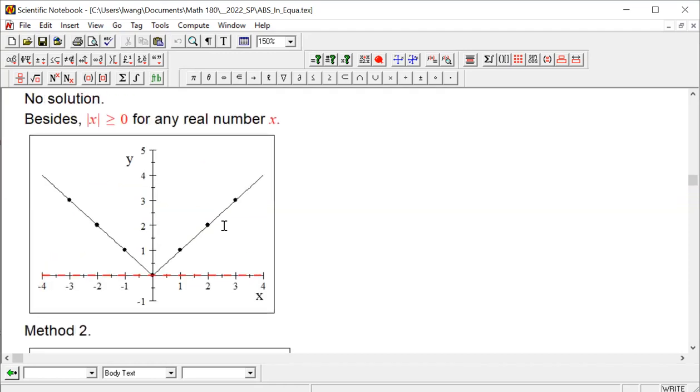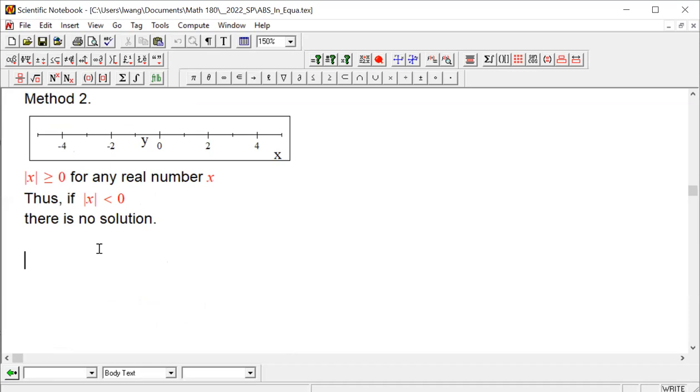Okay, so let's look at another example. Example number 3 is done. Let's look at example number 4. Once again, solve for x. And this time we are given the absolute value of x is less than or equal to 0. Less than or equal to 0.